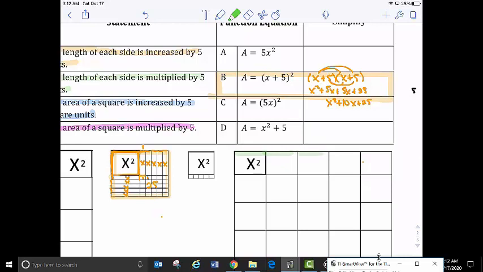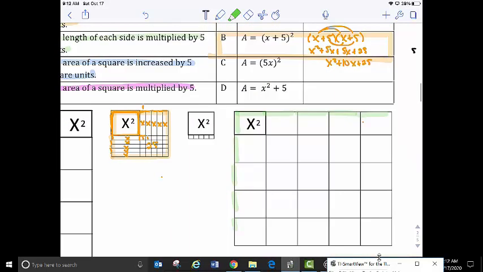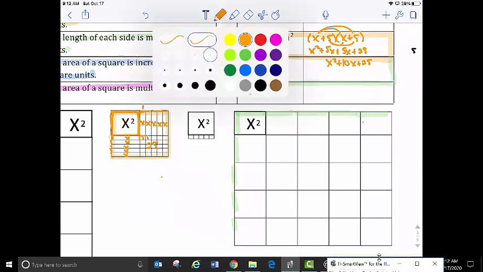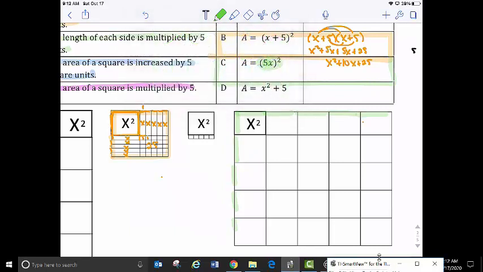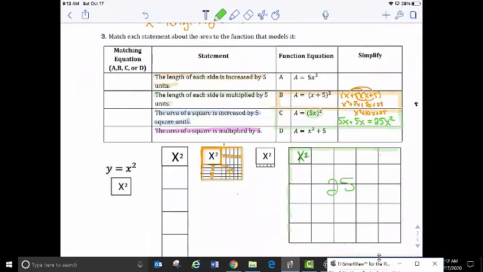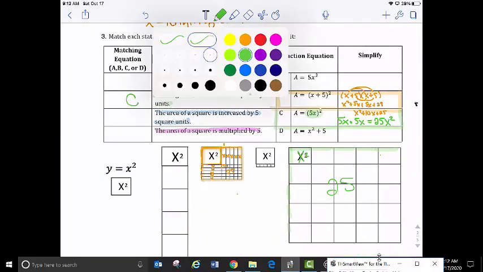So 1, 2, 3, 4, 5. And 1, 2, 3, 4, 5. And then it's turned into a square. So see 5 times x turned into a square. So it's this one. And if we simplified that, this is the same thing as 5x times 5x, or 25x squared, which is what we have here. We have x squareds, and there are 25 of them. So again, this is C, and this is B.